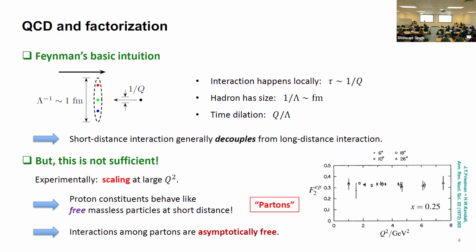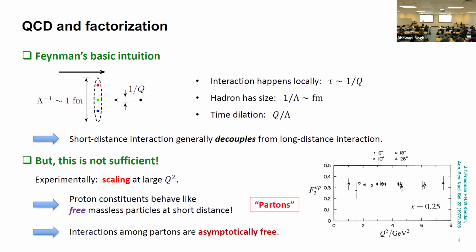variable, the x Bjorken. And you see that the structure function does not depend on the Q squared. It has a constant behavior. And this happens when Q squared is large enough. So this phenomenon is very striking. And what it means is this doesn't depend on the scale. So if you increase the energy, it doesn't help you to probe the internal structure of the proton.